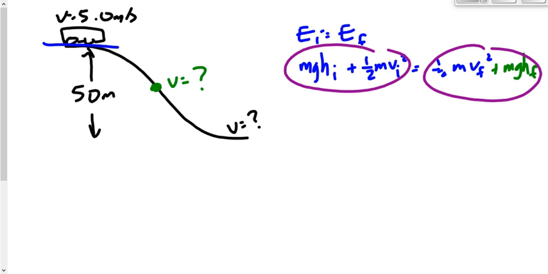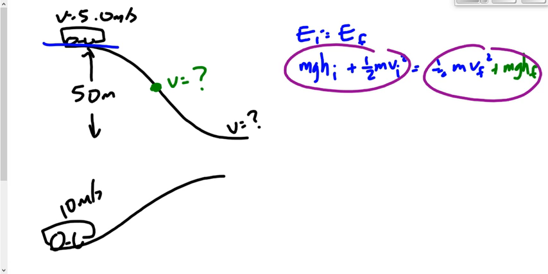What if we were going the other way? What if we had this car that was moving at 10 meters per second down here, and let's say when it gets to the top, it's moving at 4 meters per second. How would we deal with that? Well, we'd still say that the initial energy would be equal to the final energy. What kind of energy do we have at the beginning here? Well, it could be kinetic and it could be potential.